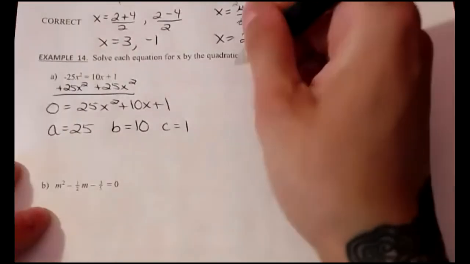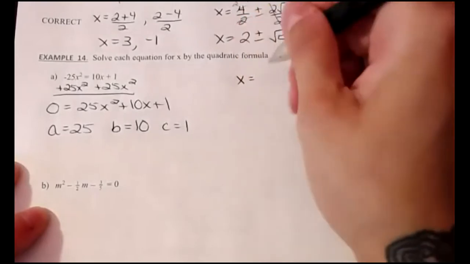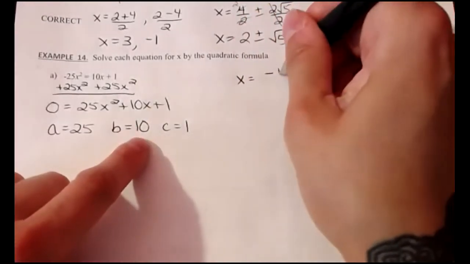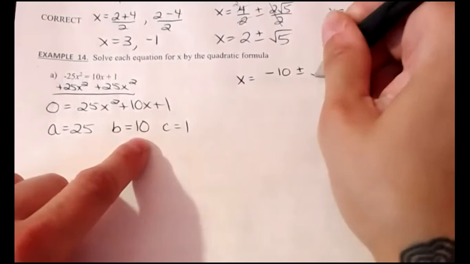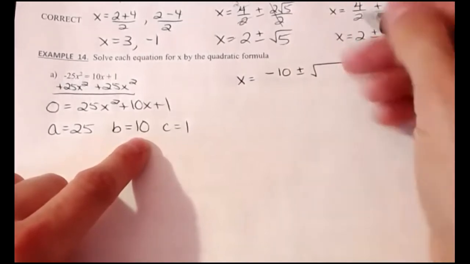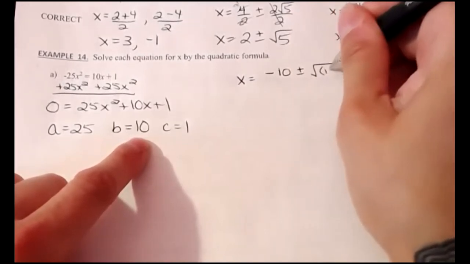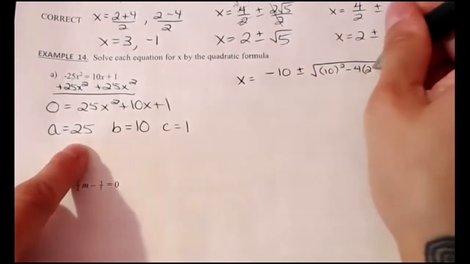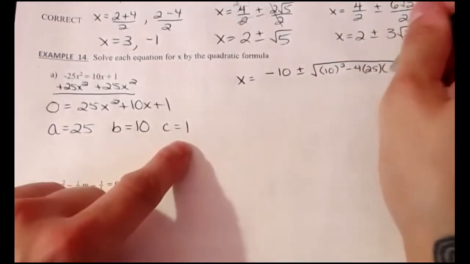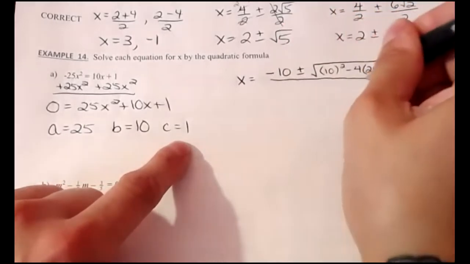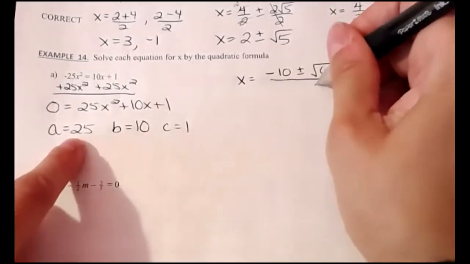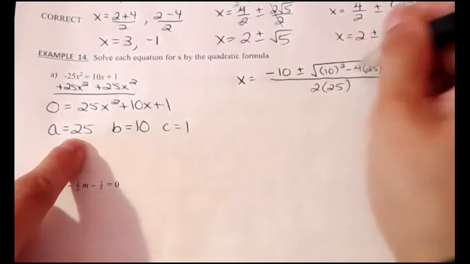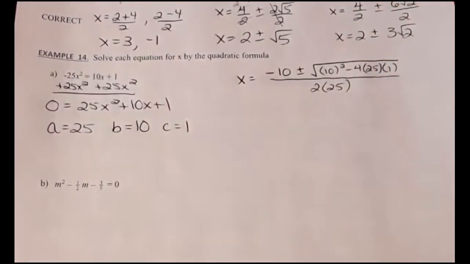Let's use the formula. So x is equal to negative b, so negative 10, plus or minus the square root of b squared, so 10 squared, minus 4 times a times c, all over 2a. So 2 times 25. Perfect. So now we want to evaluate each of these pieces.